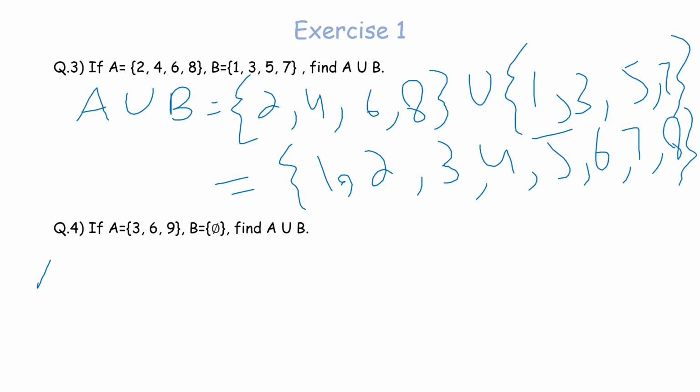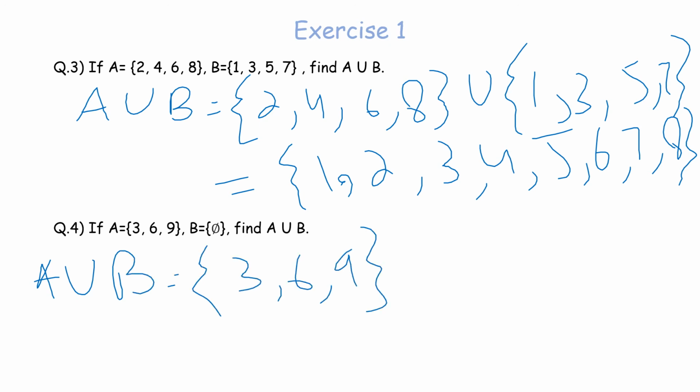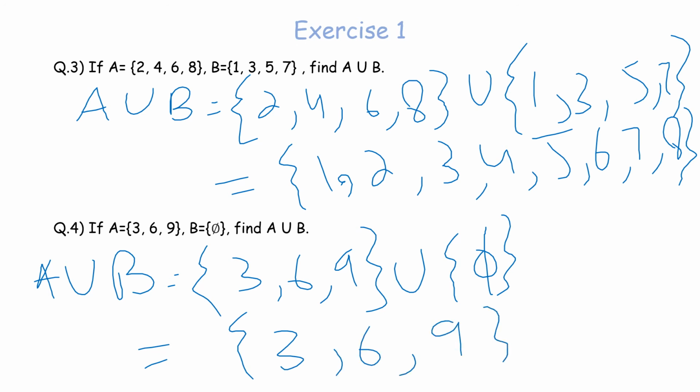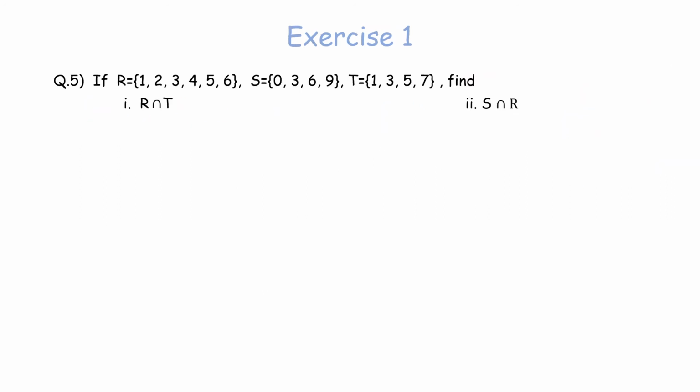Again we have to find A union B. So A union B is equal to, what is A here? 3, 6, 9 union, what is B here? Empty set. It means there is no element in the B set. So what will be the union? It will be just set A, 3, 6, 9.